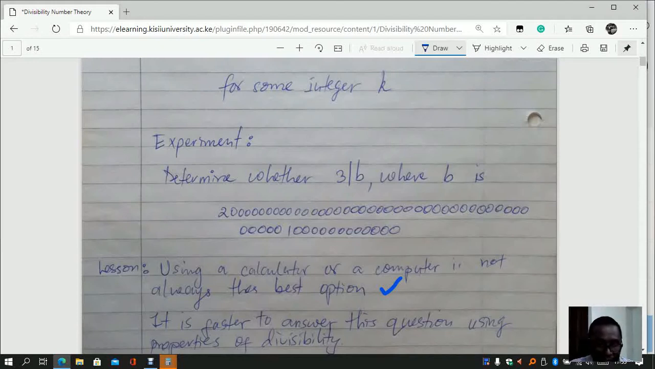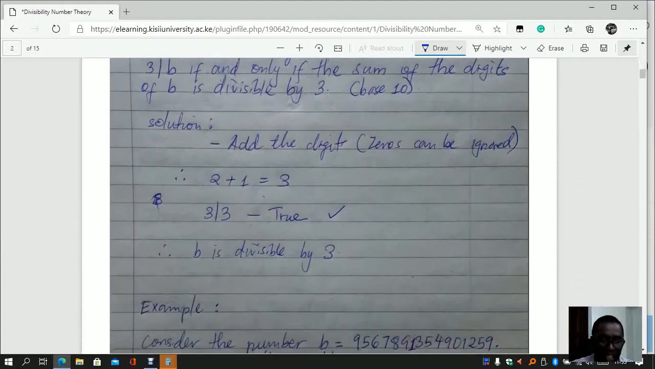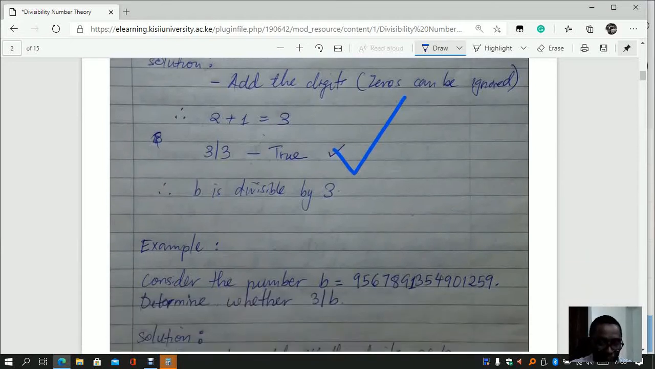Now the good thing is that in this case we know that all this is not important, 1 is important, and all this is not important also. So when we add 2 plus 3 we get 3. Is 3 divisible by 3? Yes. So we can say that this whole number b is divisible by 3. That's how quick we can move with this criterion. So add the digits, and zeros can be ignored. So that is what is happening.